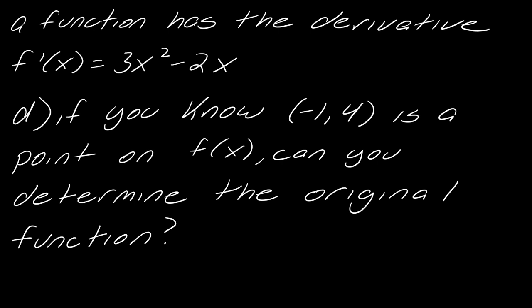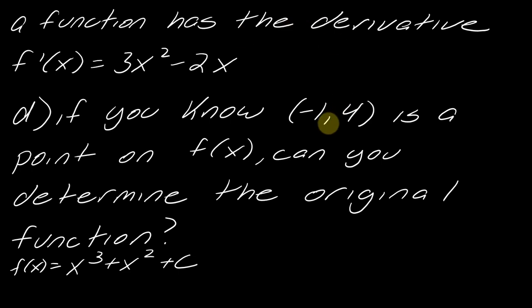Okay, so one other extension question of this. If you know that (-1, 4) is a point on f(x), can you determine the original function? Now this builds off of part c. So I had that x cubed plus x squared plus c was my potential function. That was the form of my potential function.